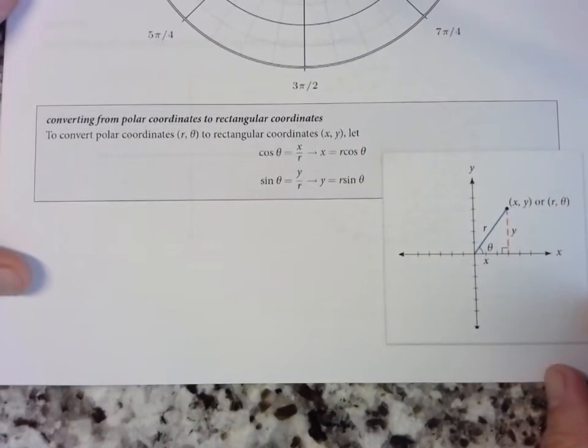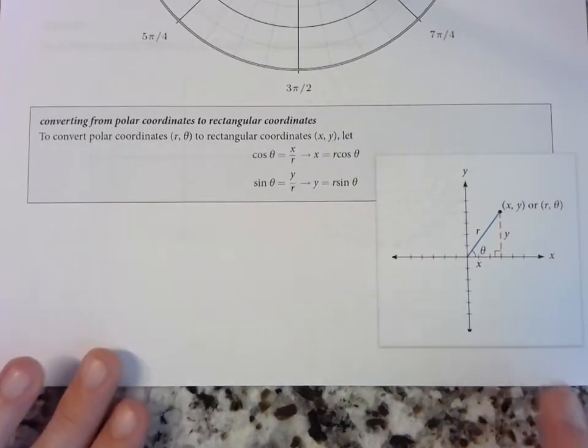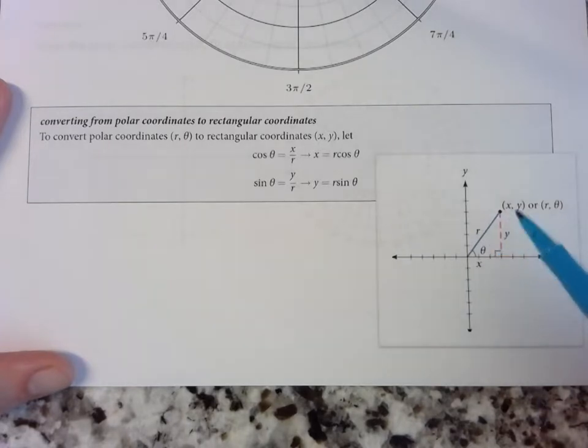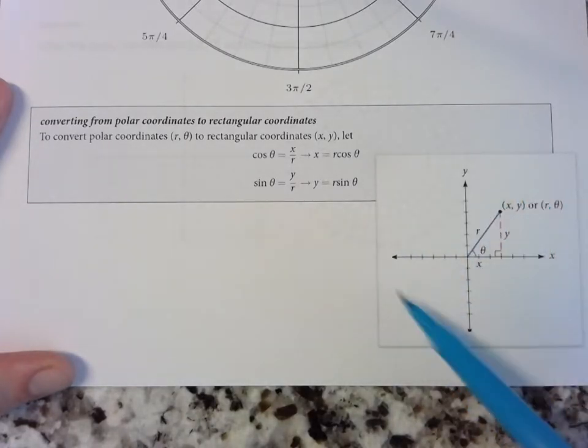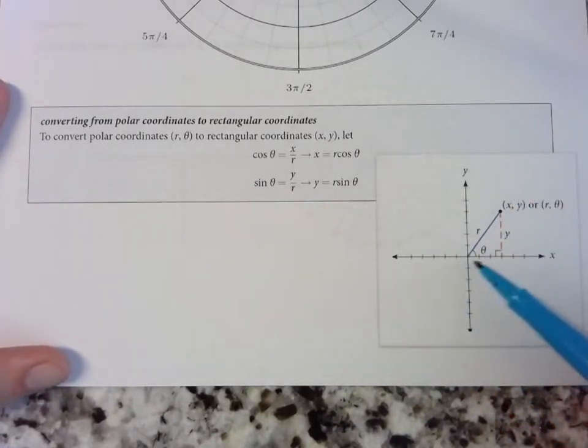So what if you want to convert from polar coordinates to rectangular coordinates? Let's take a look at this Cartesian coordinate plane over here. So imagine the polar grid kind of inscribed here, so you can imagine them at the same time. If you follow your angle around, this becomes your radius, correct? Okay, this is your r value, and this is your theta.